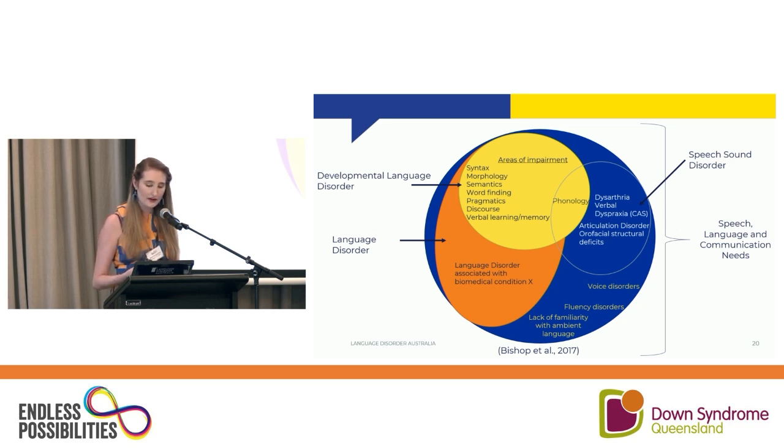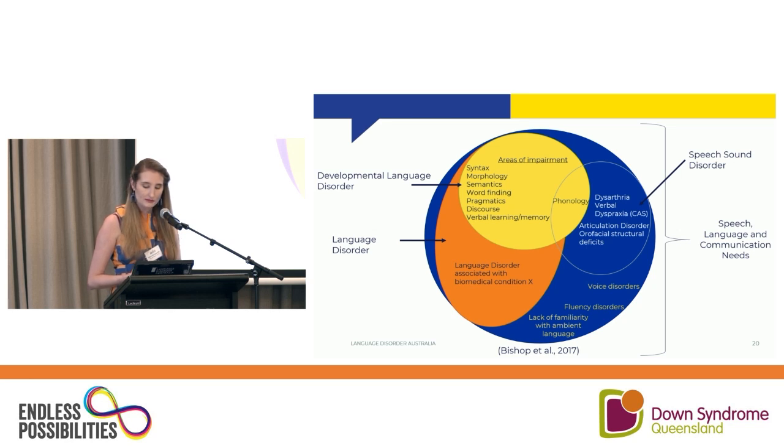And some of those characteristics that are shared between a language disorder and DLD you'll see in that yellow area there. So difficulties with syntax, morphology, word finding, like we talked about before. And again, the difference between language disorder and DLD is that with DLD we don't have that associated biomedical condition. So their language difficulties are not better explained by a primary diagnosis. Now, for our population of kids with Down syndrome, again, they will have those difficulties in that orange area, and some overlap with a speech sound disorder as well.